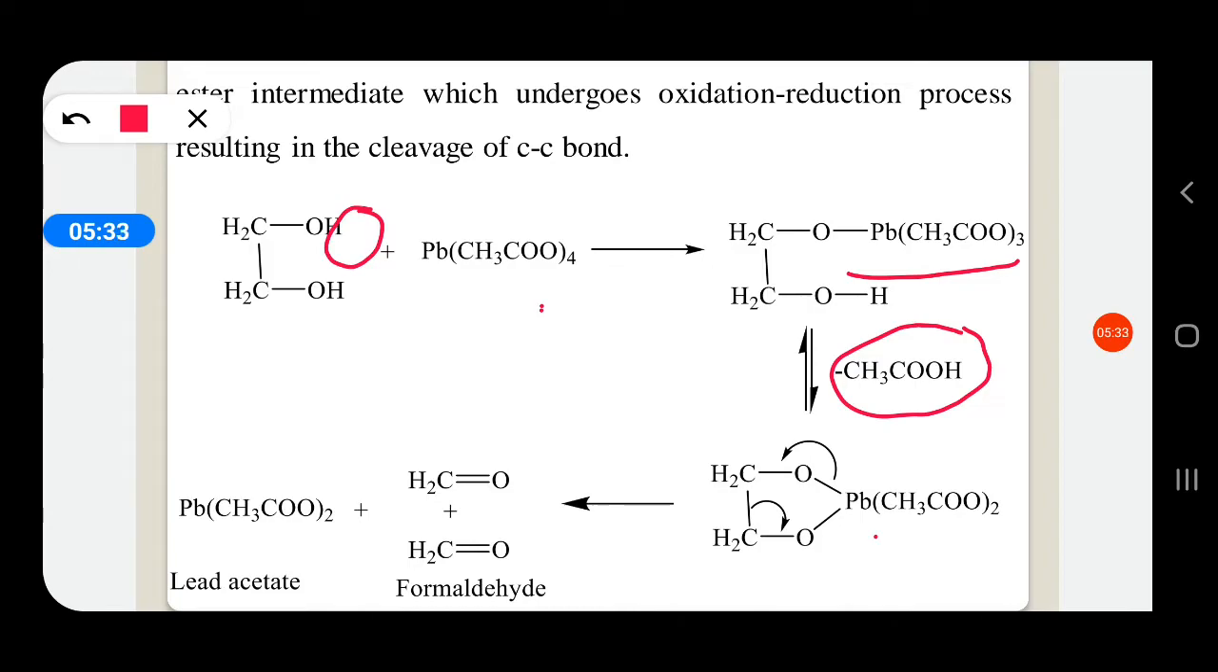The carbon-lead bond is broken. The electrons are given to the carbon-oxygen bond, and this carbon-carbon bond is broken. The electrons are given to the carbon-oxygen bond, so that this oxygen-lead bond is also broken and it produces lead acetate, and these two become formaldehyde, HCHO. Two molecules of formaldehyde are produced.